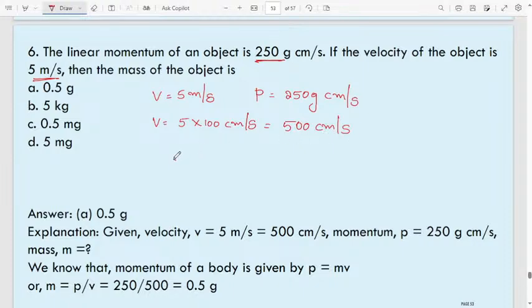Then you know the formula. Mass will be momentum divided by velocity. Momentum is 250, then velocity will be 500, then 1 by 2 is nothing but 0.5 gram. Mass will be 0.5 gram. Very easy problem. Only you have to remember here, you have to convert velocity in terms of centimeter per second, because here momentum is given in centimeter per second.